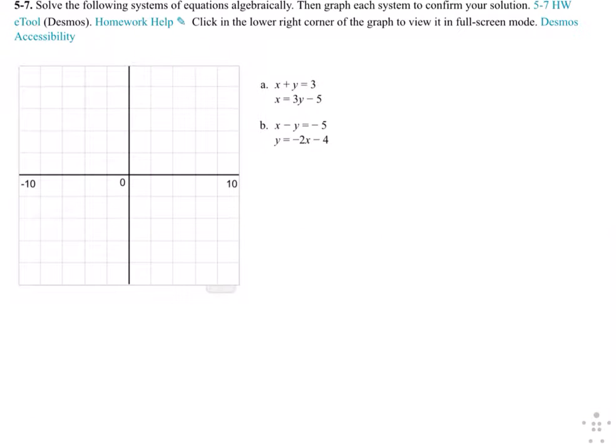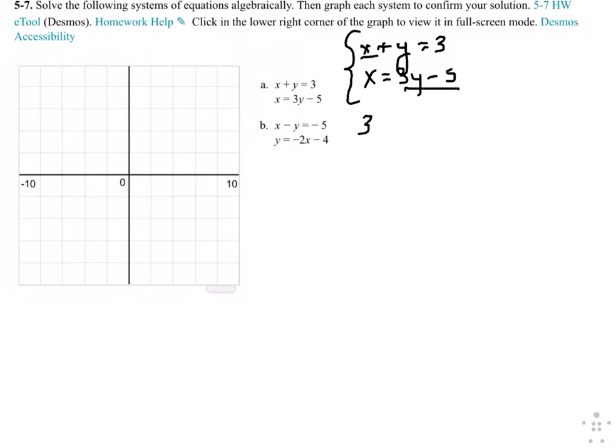Okay, for 5-7, they want us to solve the systems algebraically and then graph. So let's solve. The first one is x plus y equals 3, and x equals 3y minus 5. So we can use substitution. We'll take 3y minus 5 and substitute in for x.